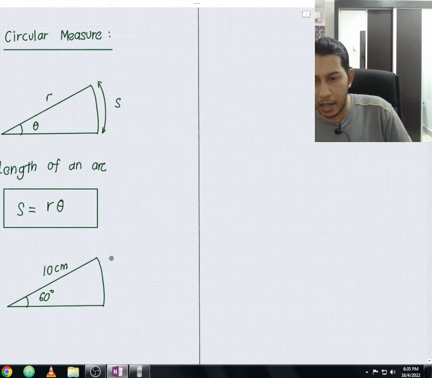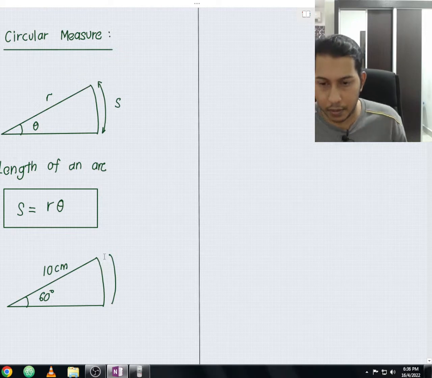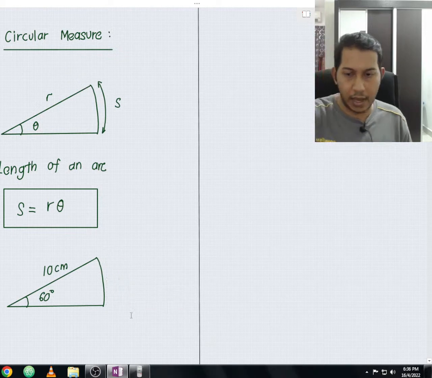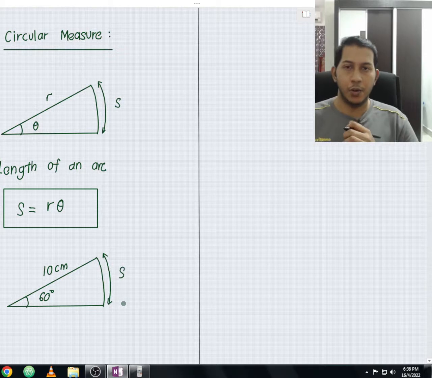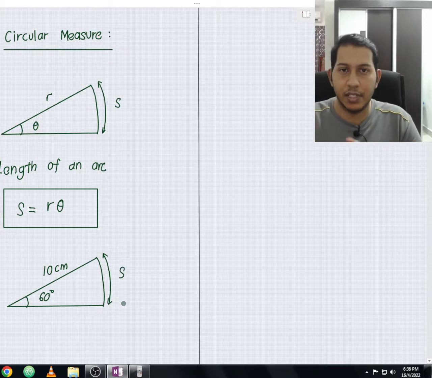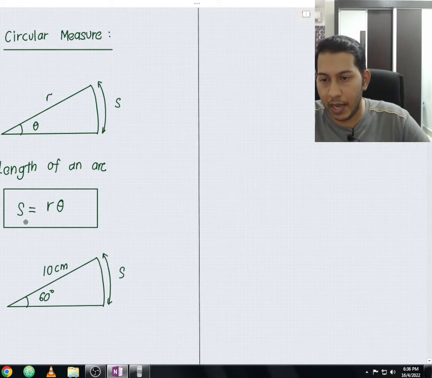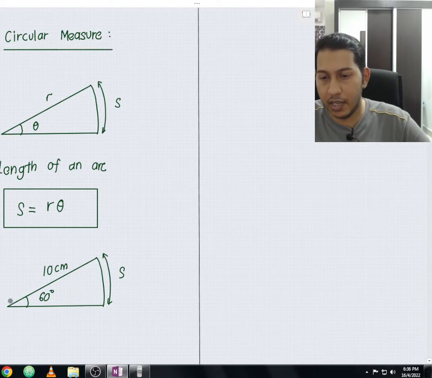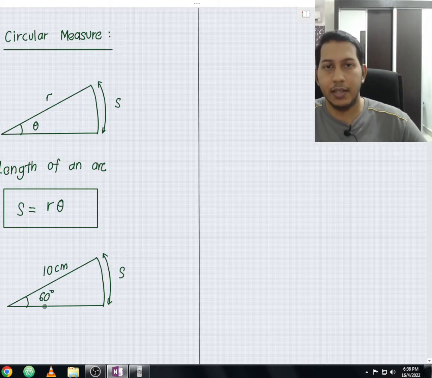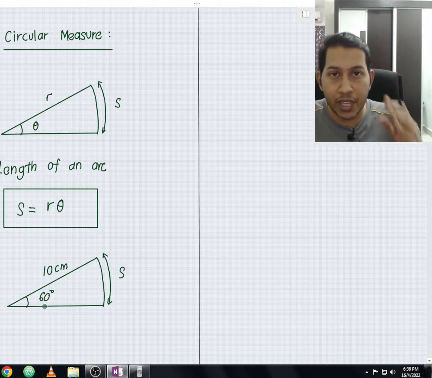Okay, guys, you're required to find the length of an arc over here, S. So if you come across this type of situation, what are you going to do? Remember, they already give you the formula, S equals r theta, and most important, the angle must be in radian. But you see in this example, your angle is in degree. So what is the first step you need to do?